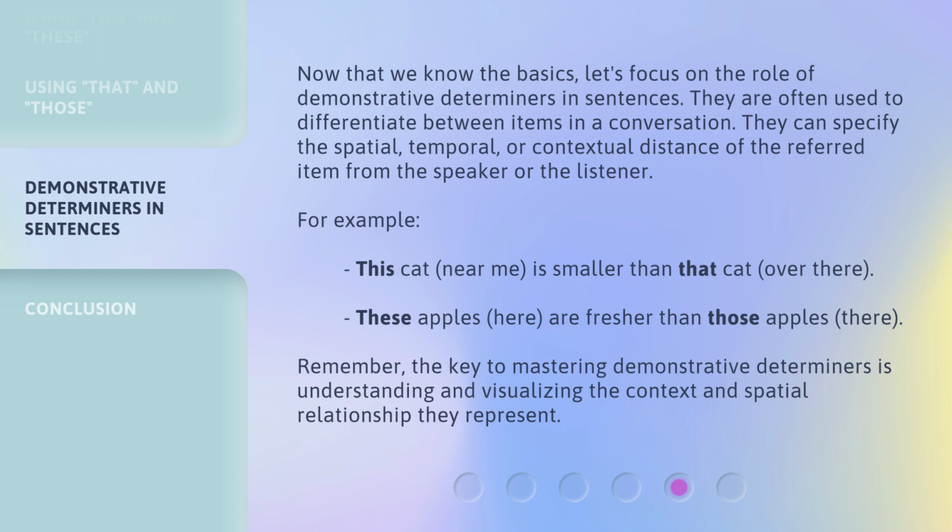For example, this cat, near me, is smaller than that cat, over there. These apples, here, are fresher than those apples, there. Remember, the key to mastering demonstrative determiners is understanding and visualizing the context and spatial relationship they represent.